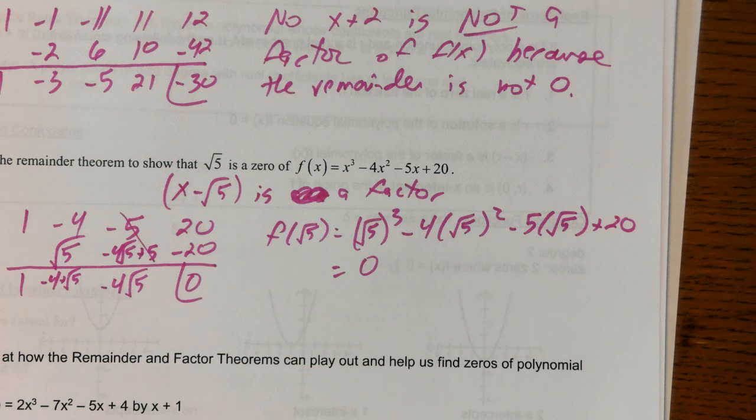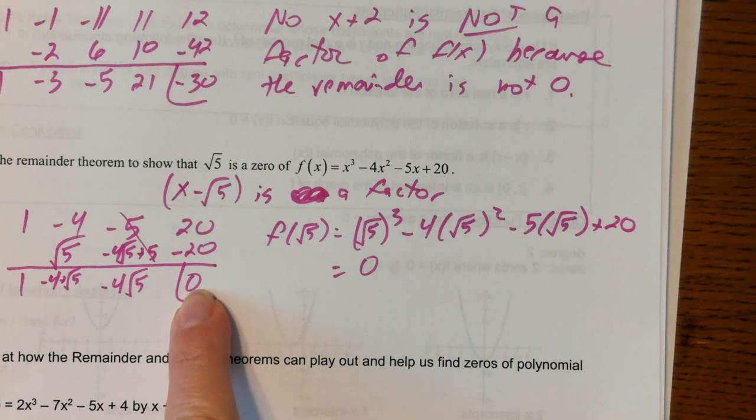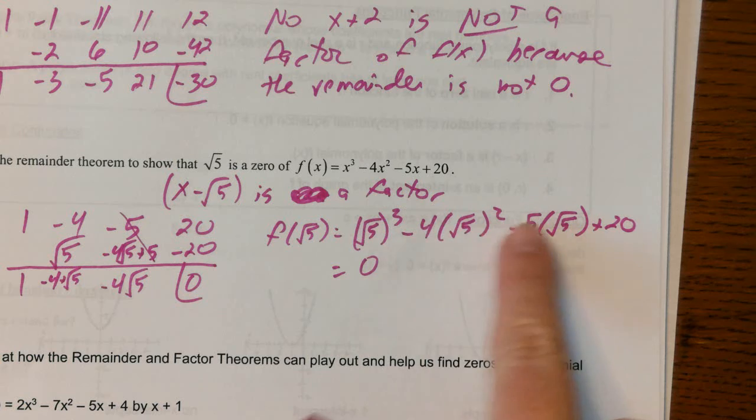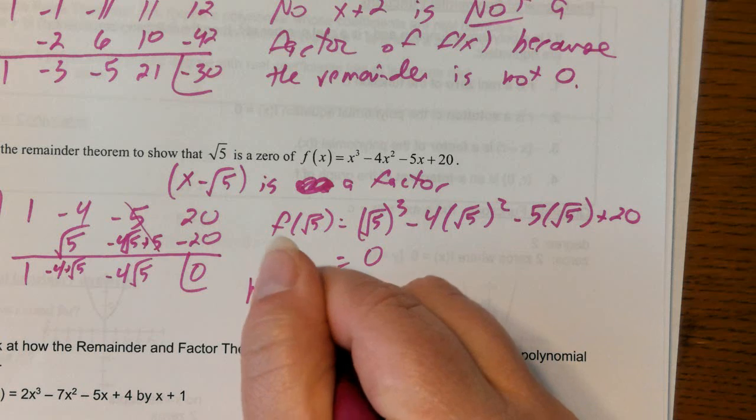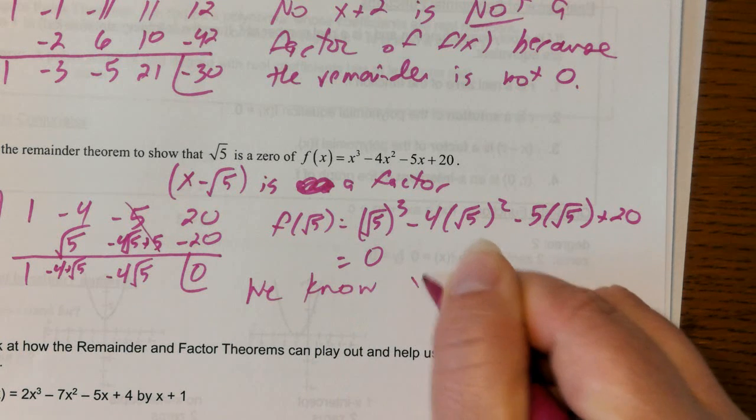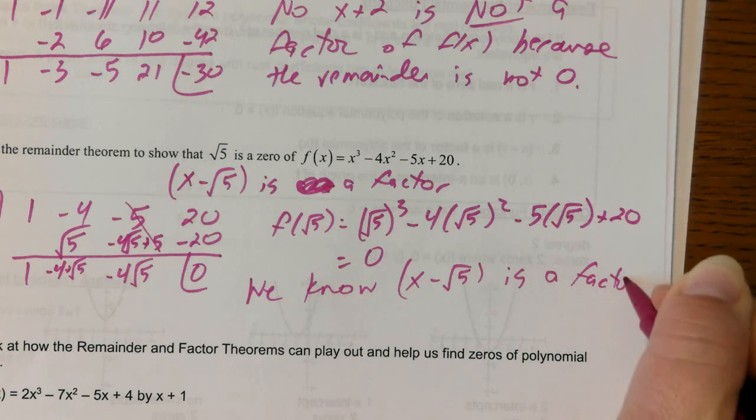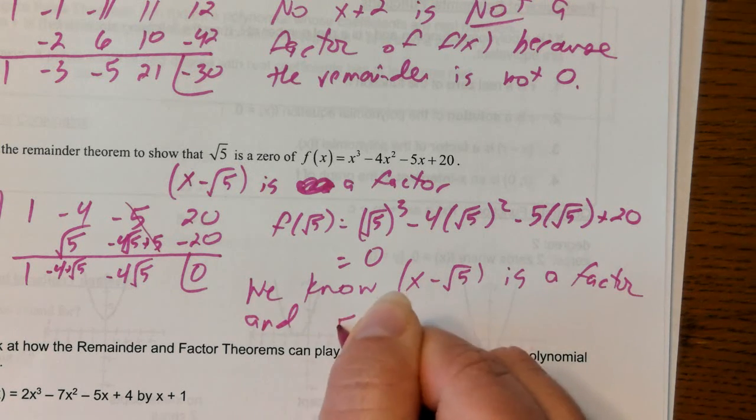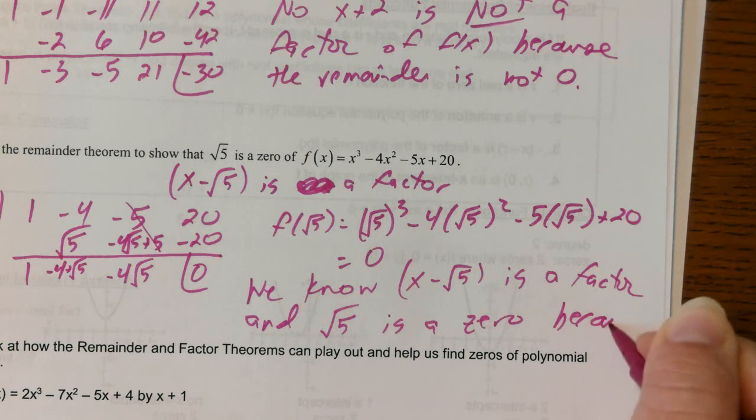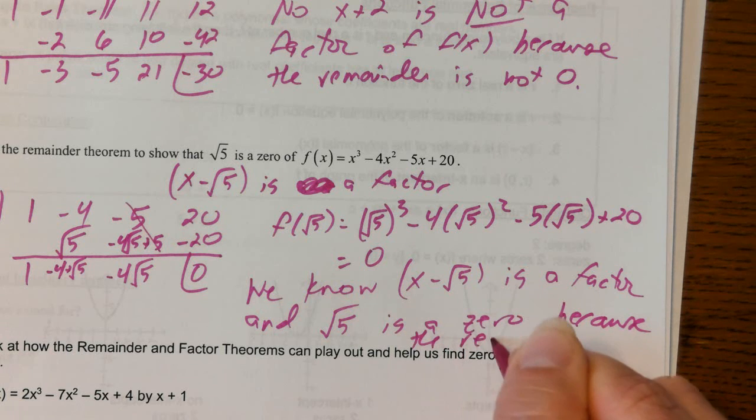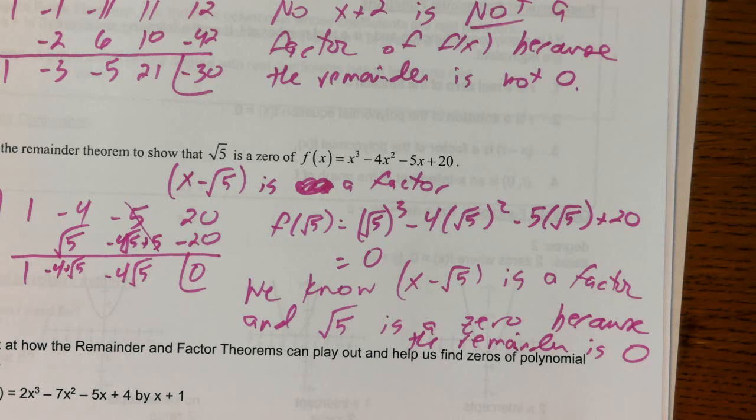Remember, to find out if something is a 0 or not, you need to see if the synthetic division gives you a remainder of 0, or if just plugging that number in for x gives you a 0. So yes, we've shown we know x minus root 5 is a factor, and square root of 5 is a 0 because the remainder is 0. Okay.